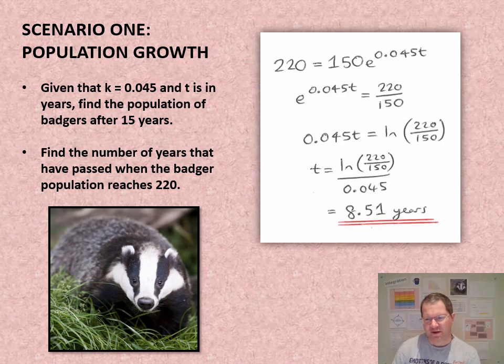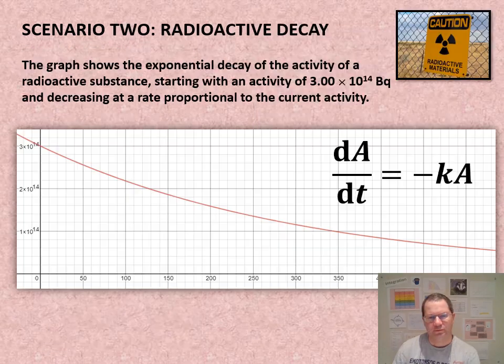And as well as working out P for a value of t, we can work out t for a value of P. So if P equals 150 e to the 0.045t, and we're told that P is 220, we can substitute 220 for P and then solve the equation. To do that, we divide by 150. That gives us e to the 0.045t equals 220 over 150. We then take logs of both sides, so 0.045t is equal to ln of 220 over 150. Divide by 0.045 and we get an answer of 8.51 years.